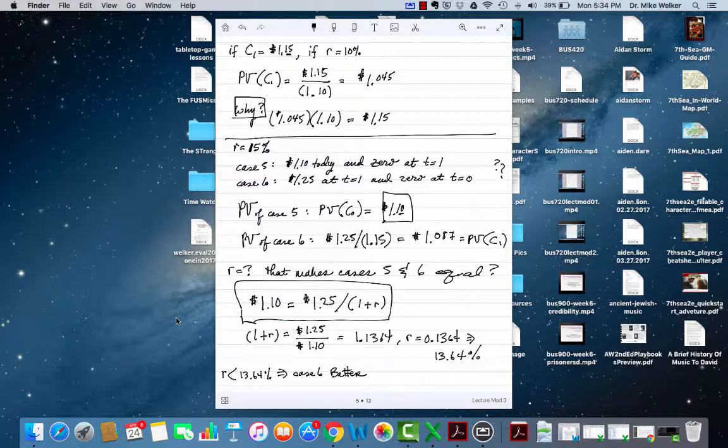And if R is greater than 13.6%, maybe you got 16% interest or 36% interest, then you would prefer case number 5. Case 5 is better. If the future value and the present value are equal, you would be indifferent.